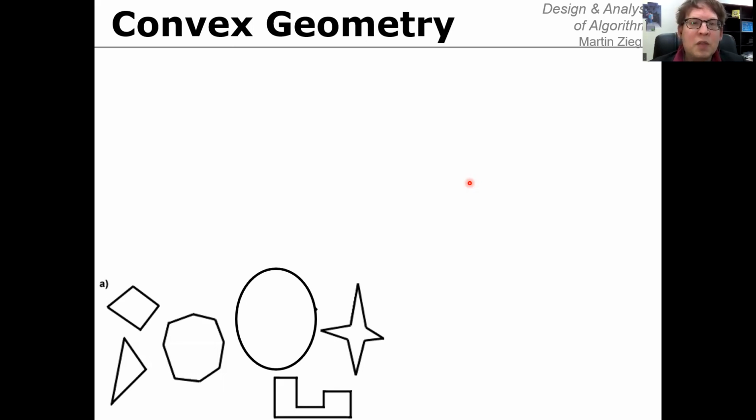Remember, the definition of convex means that for any two points, the line segment between these points also lies in the set. And you can see this is true for this shape and this shape, but not for this, because the line segment between these two points lies outside of the shape, and same here. So these two are non-convex.